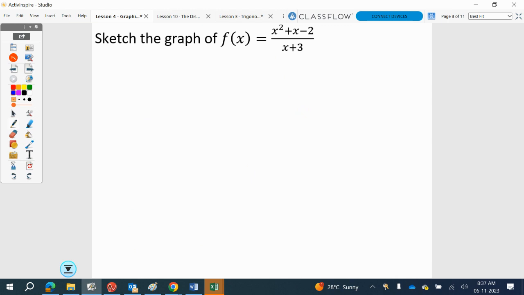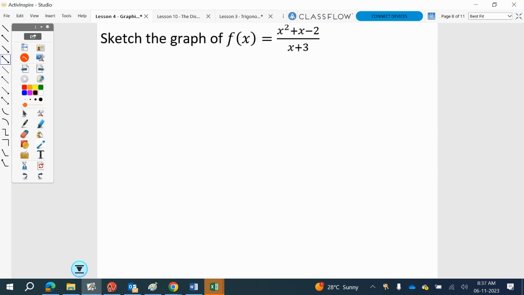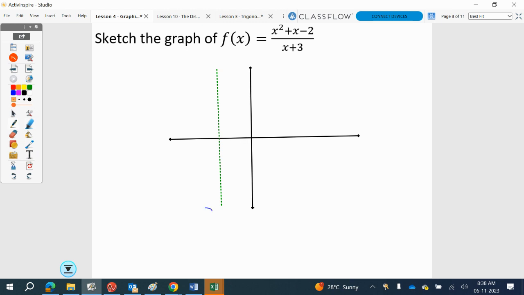All right, let's sketch this one. Axes. What's the vertical asymptote going to be? Don't shout out. Let's see some hands. Okay, Sydney? X equals minus 3. Why? Because you have to set the denominator equal to 0 and solve. So set the denominator equal to 0, solve, we get x equals minus 3.